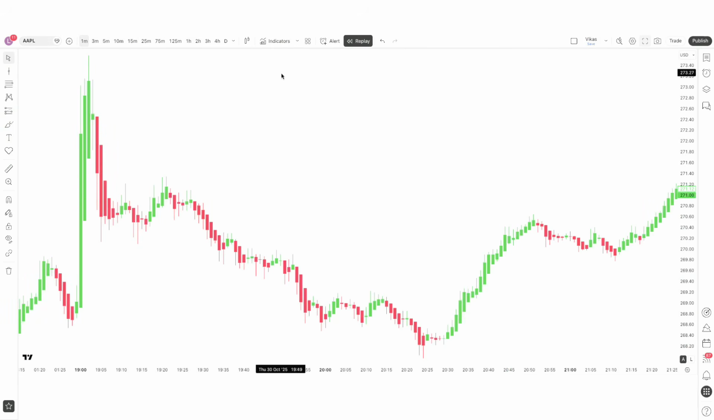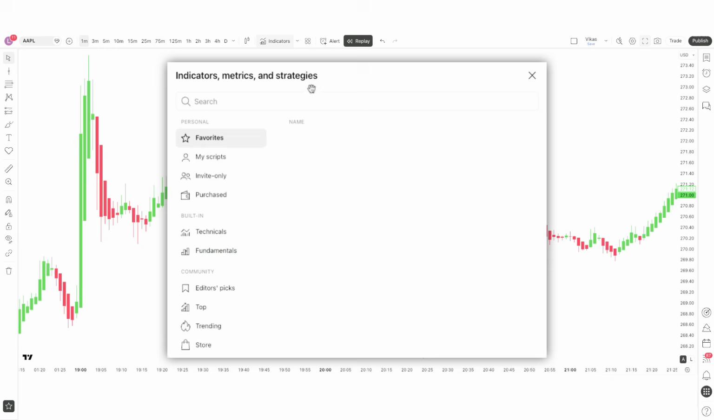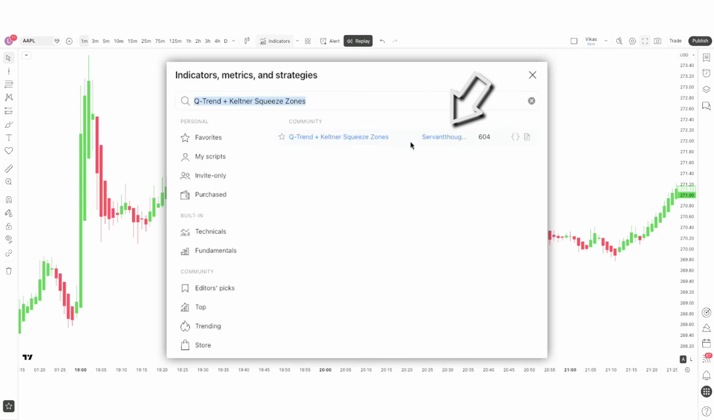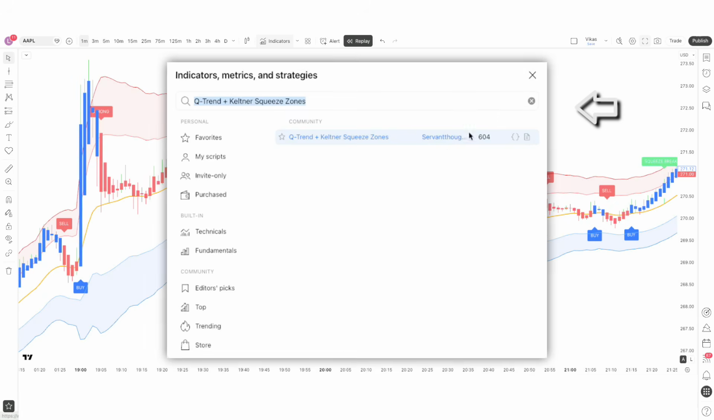And don't sweat the time frame either. Next, you'll want to find those magic indicators. Head over to the Indicators tab and search for the Q Trend plus Keltner Squeeze Zones. Select the indicator made by Servant though, and add it to the chart.